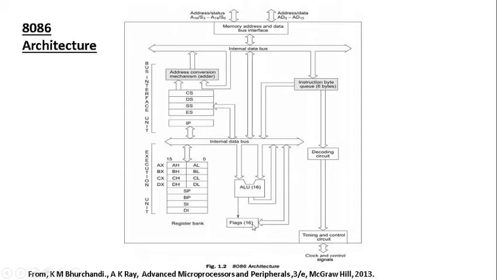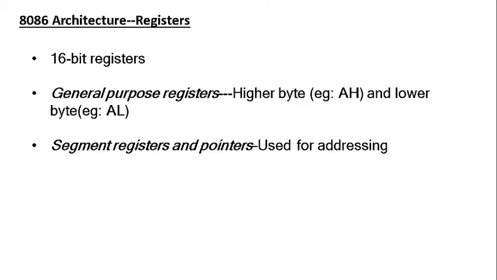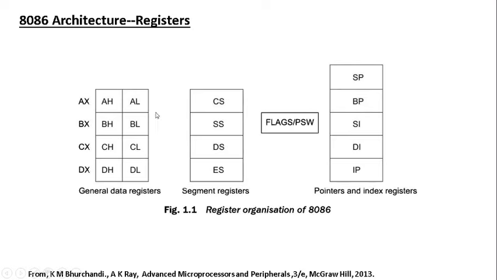Then we have the flags register, which is again a special purpose register showing the status of the machine as well as the result of various computations. In case of 8086, what you have to note here is all the registers are 16-bit in size, and in case of the general data registers or general purpose registers, the upper byte and lower byte are separately accessible.